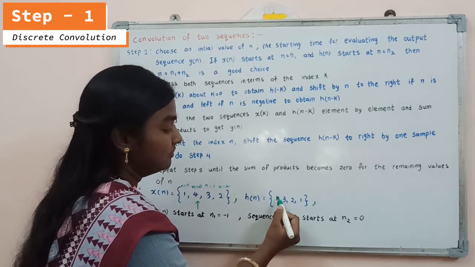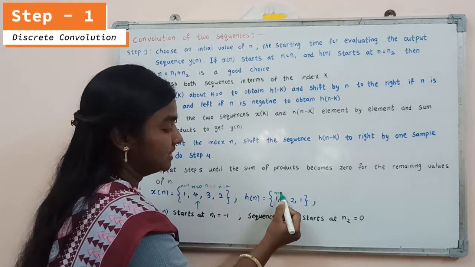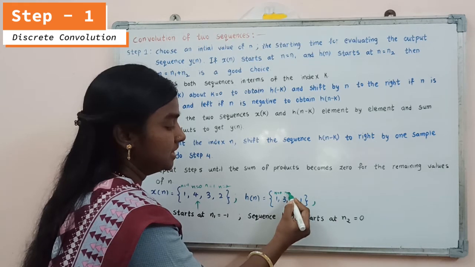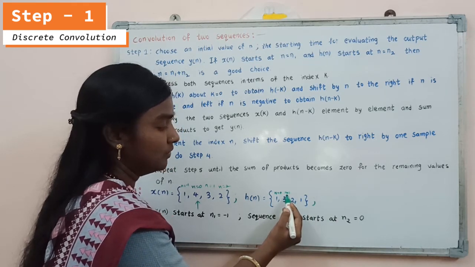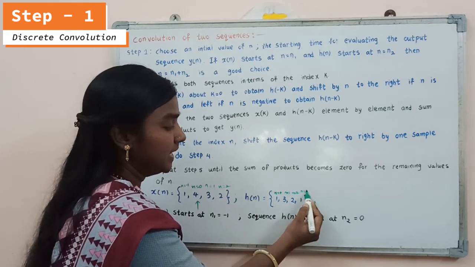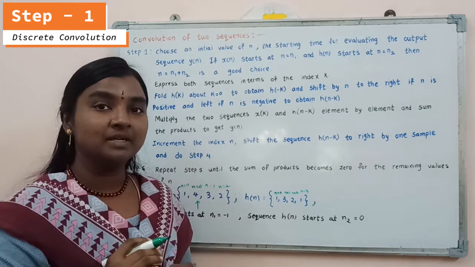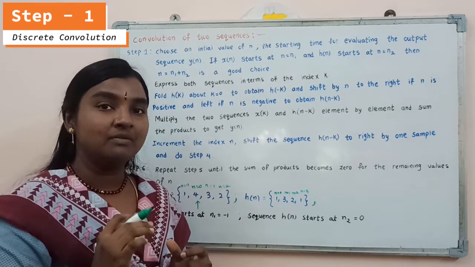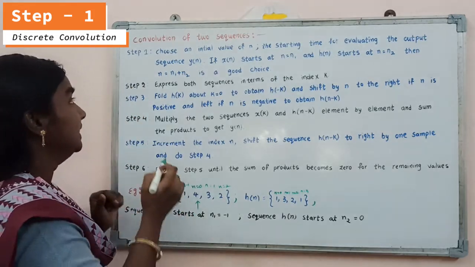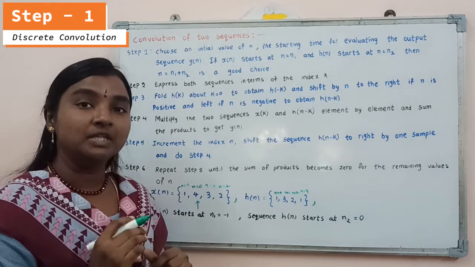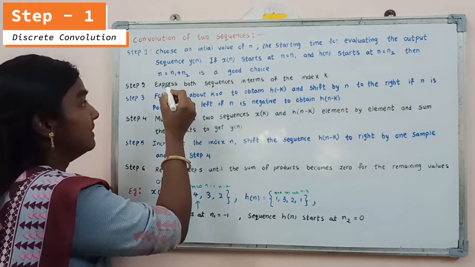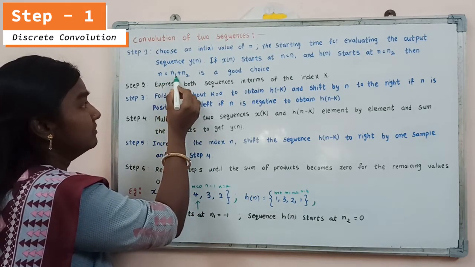So the first 1 amplitude is at time instant n equal to 0, and the next amplitude, 3, is at n equal to 1, 2 amplitude is at n equal to 2, and 1 amplitude is at n equal to 3. This is the method we should follow to find which amplitude is at which time instant. So in this step 1, we are going to find at which time instant the output sequence starts. Here the principle is n equal to n1 plus n2.